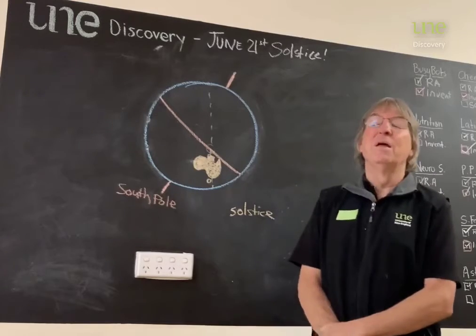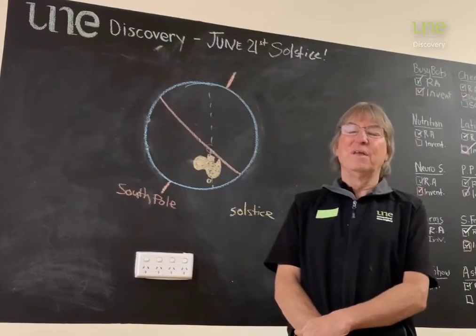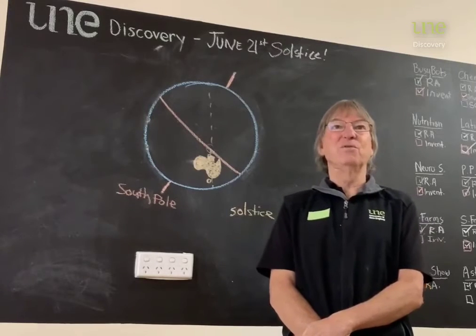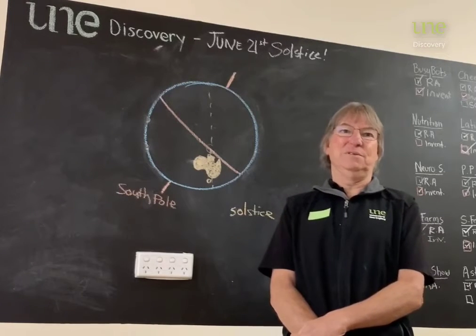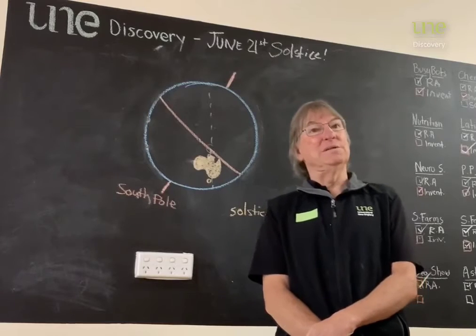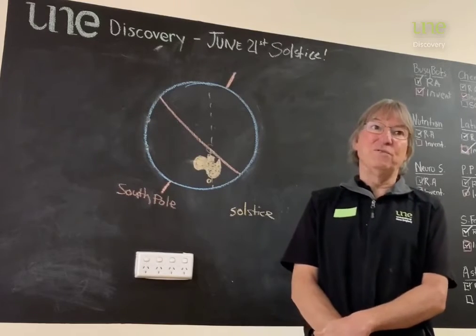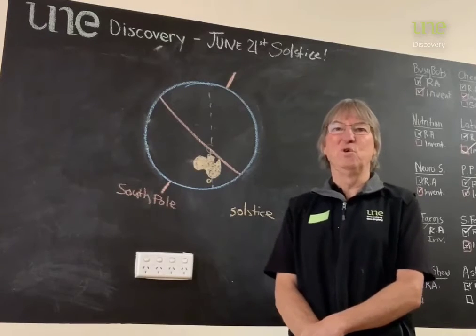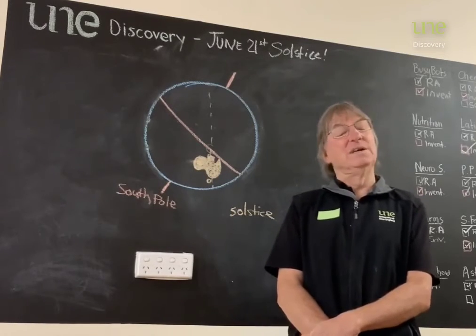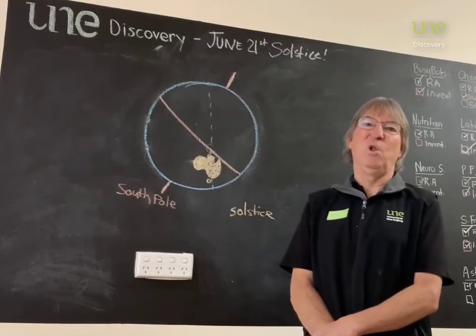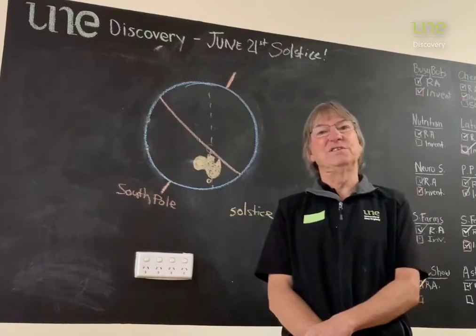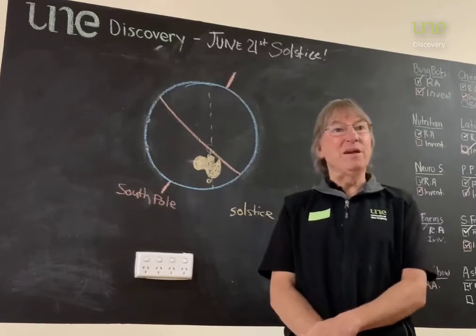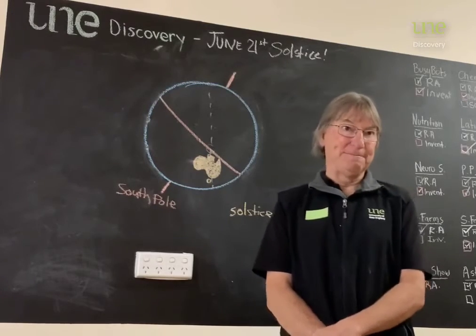Well, Mother Earth and its orientation to the sun causes the solstice and the equinoxes. The winter solstice gives us the shortest day, and it's going to happen on June the 21st. The summer solstice gives us the longest day, and that's usually December the 21st. And the equinox is when we have equal day and equal night.